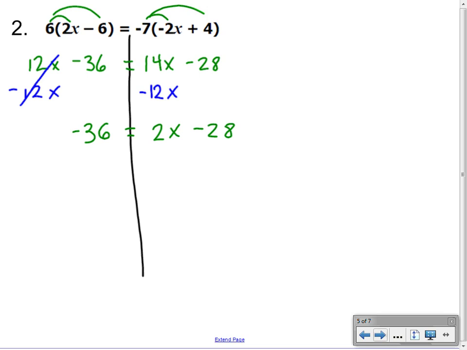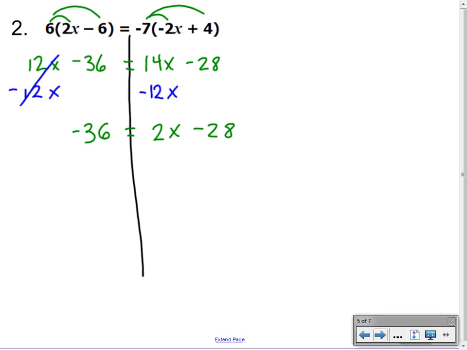Now, you can see, unlike the previous example, our variable doesn't cancel. We're left with a variable that we can solve for in this equation. So this one isn't going to give us a special solution. It's not one of our special cases. We're going to actually be able to find a single solution for this equation.